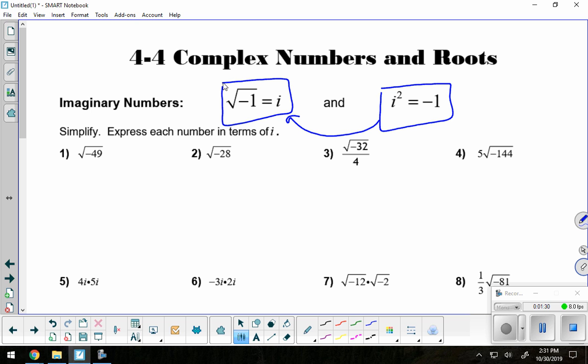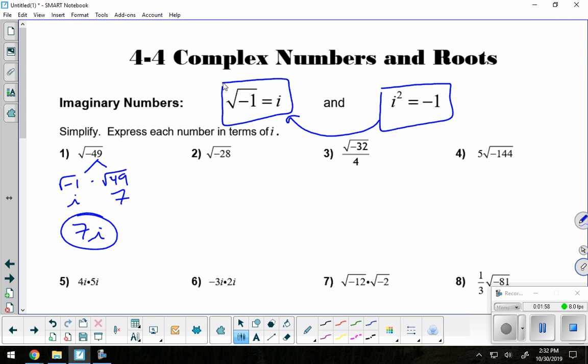So if you wanted to take the square root of -49, you could separate this out into being the square root of -1 times the square root of 49. If you multiply those together, the square root of -1 times the square root of 49, that's just the same thing as the square root of -49. We know the square root of 49 is just 7. And now we know the square root of -1 is just i. So if you combine these two together, your answer would just be 7i.